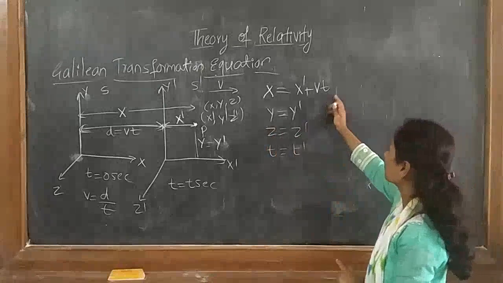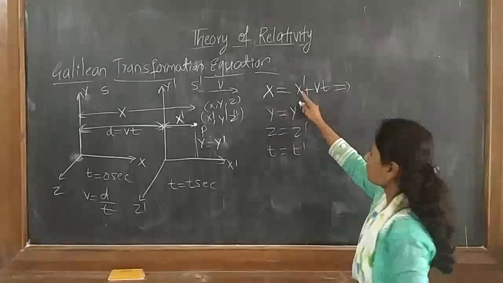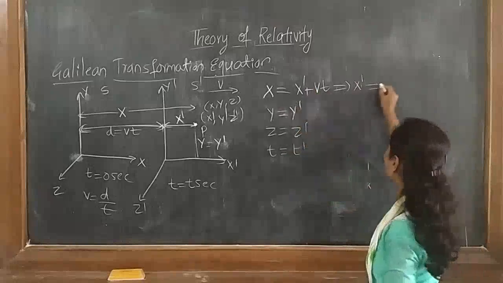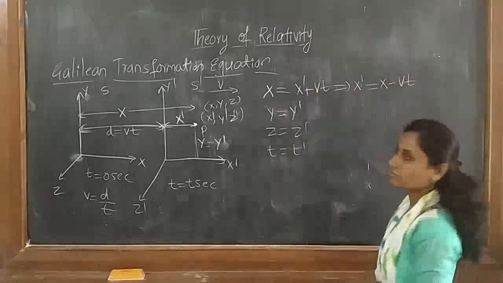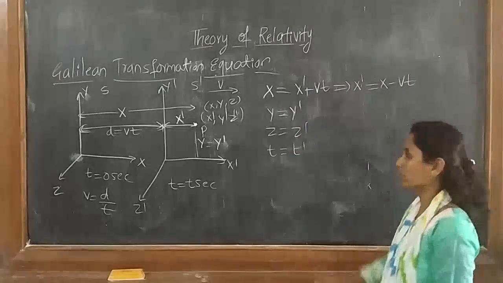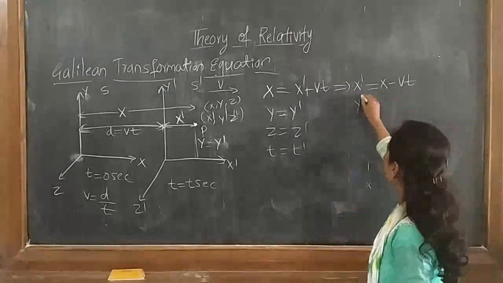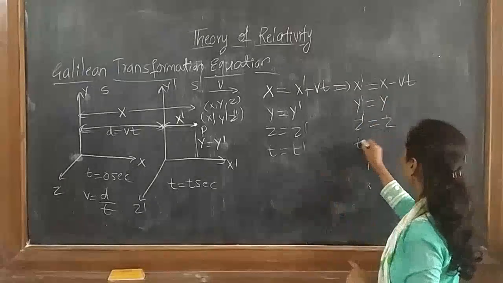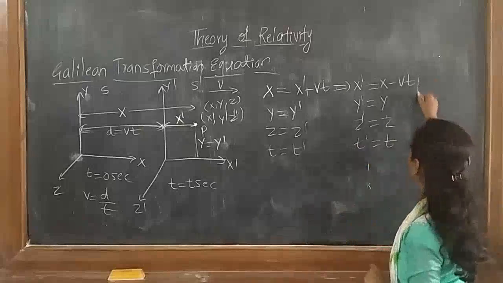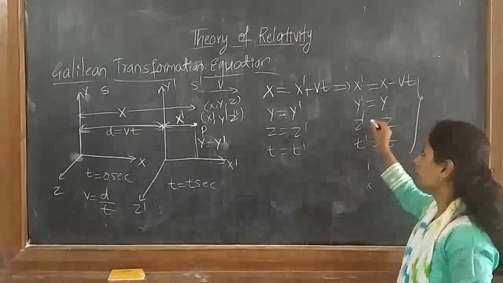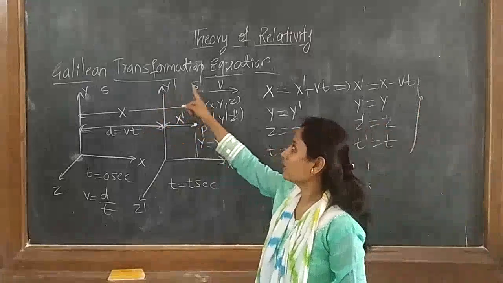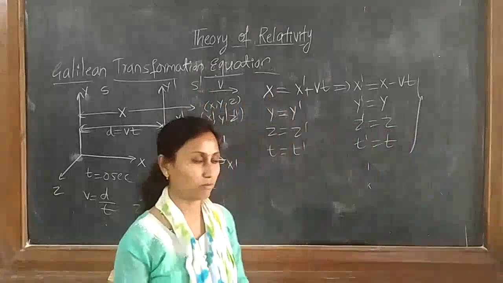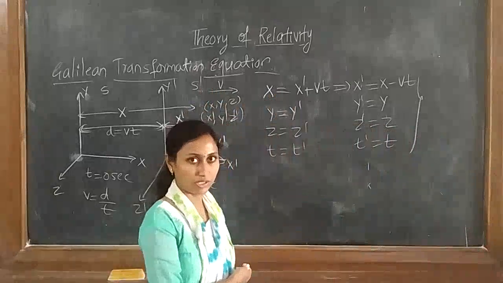Now, if you convert this in terms of x dash, it is x dash is equal to x minus vt. In terms of the x dash frame, I am giving: x dash is equal to x minus vt, y dash is equal to y, z dash is equal to z, and t dash is equal to t. Whatever we got in these equations, these are called the Galilean transformation equations. They are called Galilean transformation because he transformed the equation there.